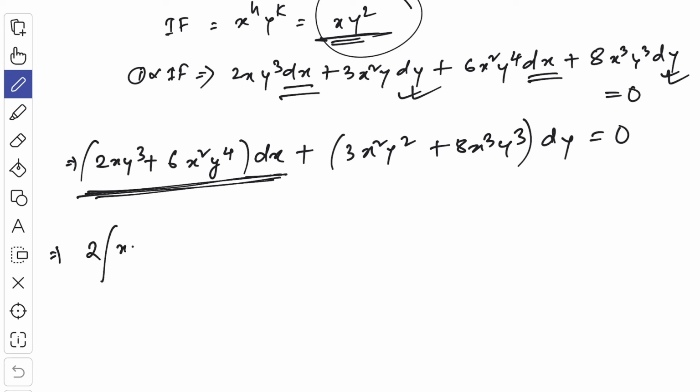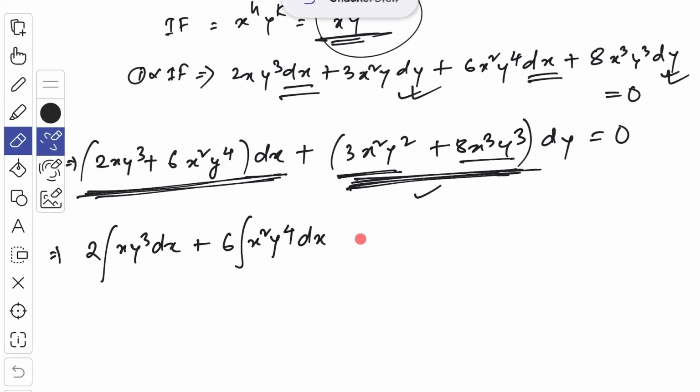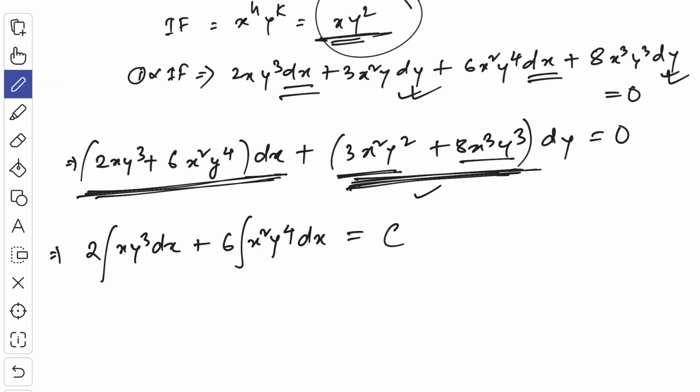So 2 integration of xy^3 dx, we're going to integrate with respect to x, and then 6x^2y^4 dx. And from here you see we are going to integrate only those terms which are not containing x. But here there is no such term which doesn't contain x, so we have to ignore this part completely, because there is no term not containing x. So that is equal to constant c. Okay, so that's what we have done.